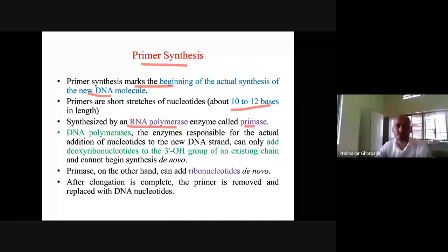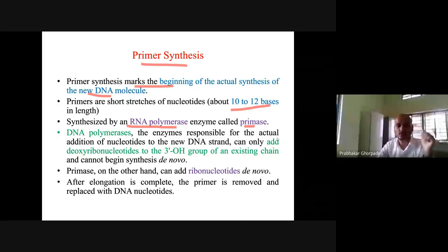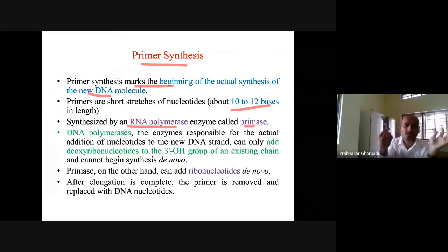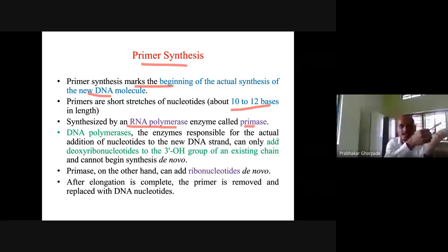So why do we need an RNA primer? Because this DNA polymerase enzyme doesn't add de novo. It will always need the 3' hydroxyl group of an existing chain. So this one is a single-stranded DNA, and we want an OH group here. So how will this OH group come? If our primase is there, primase will add this RNA molecule here. So the OH group will be available. So on this OH group, we can add the deoxyribonucleotides further. So that is how it helps facilitate the DNA replication process.